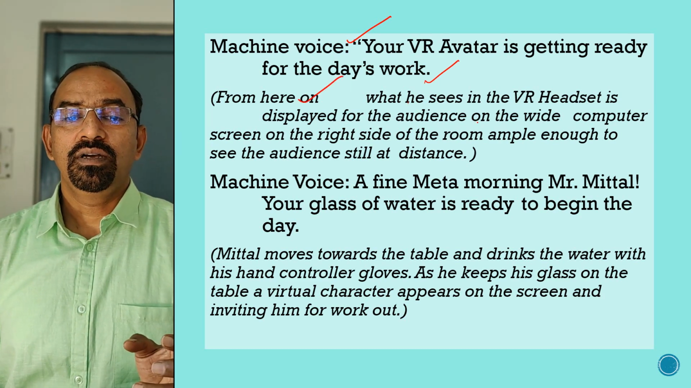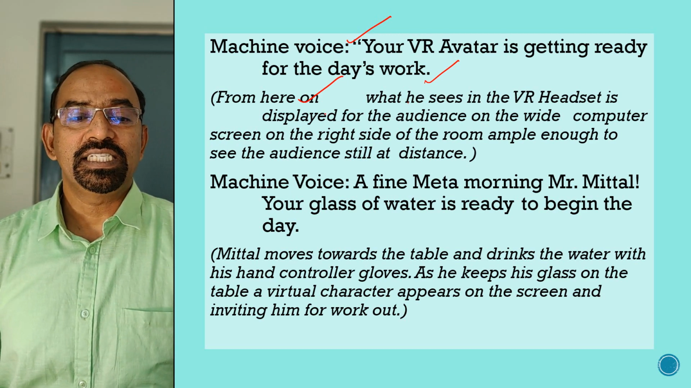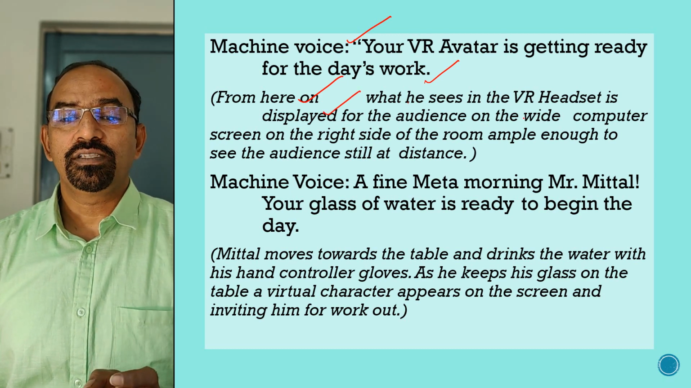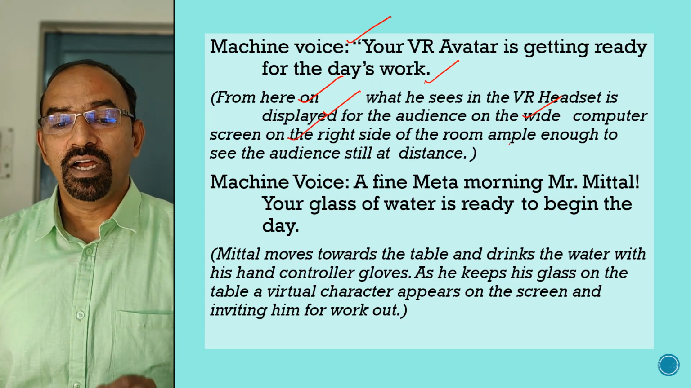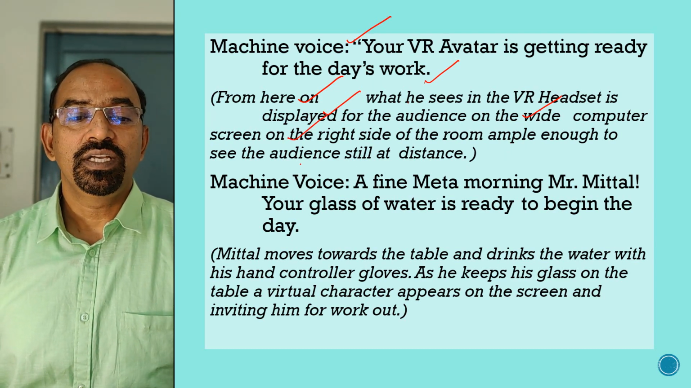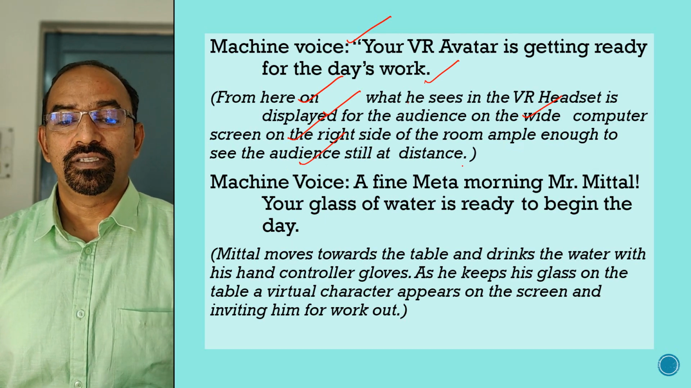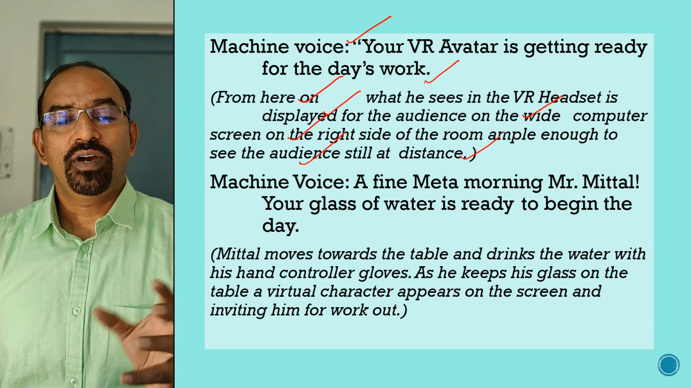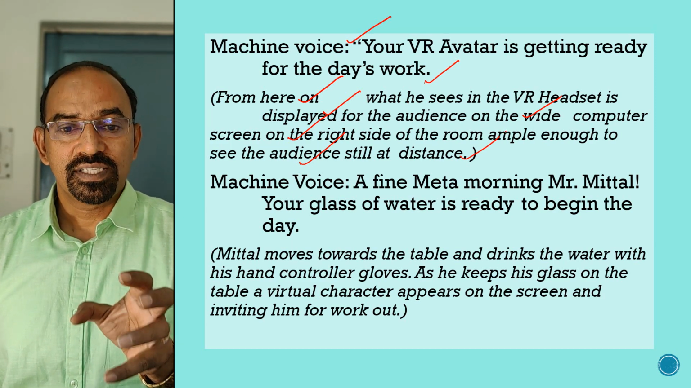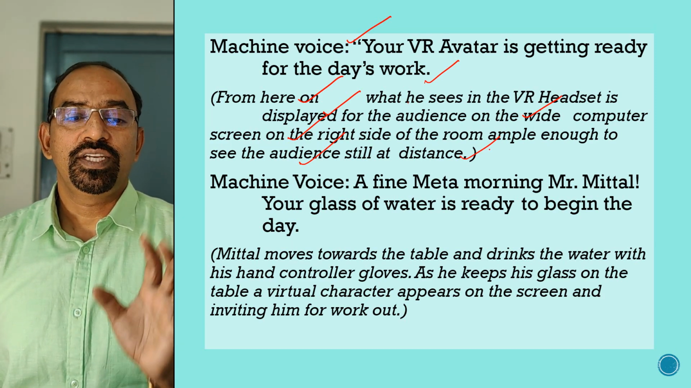Once again, the machine voice is heard. From here on, what he sees in the VR headset is displayed for the audience on the wide computer screen on the right side of the room, ample enough to be seen by the audience at a distance. So when you enact this play on the stage, you have to set all these settings on the stage itself.